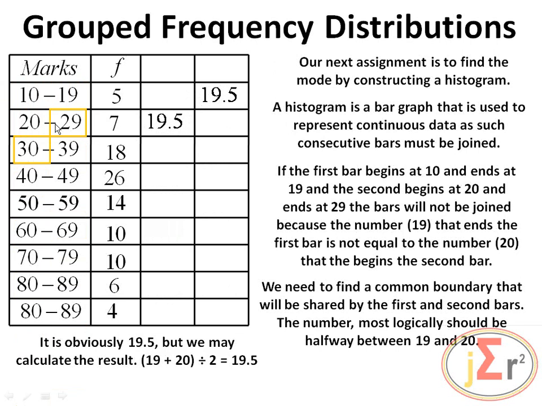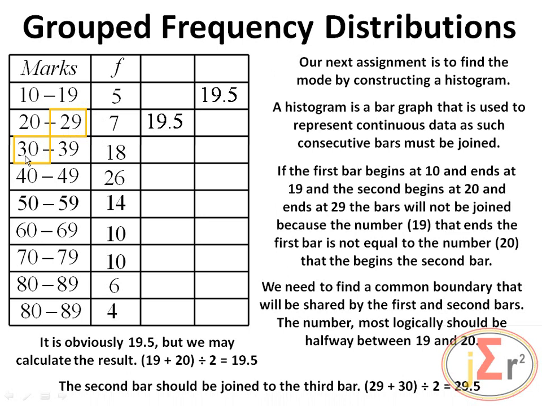So this bar needs to end at a figure that is convenient between 29 and 30. So it will be that number which is halfway between 29 and 30, which is the most logical point for those two bars to be joined. So of course we can do our calculation. 29.5 will be our answer. 29 plus 30 divided by 2, that's 29.5. So the end of this second bar is going to be 29.5, beginning of the third bar.